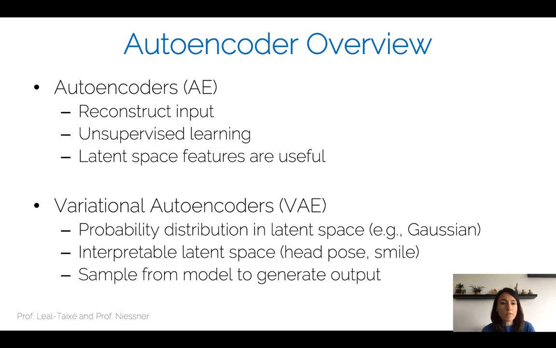So as an overview, we can see different applications for autoencoders and variational autoencoders. Autoencoders are good for unsupervised learning. The latent space features are also useful, but a variational autoencoder is the way to go if you want an interpretable latent space, if you want to sample from the latent space and actually generate some output.